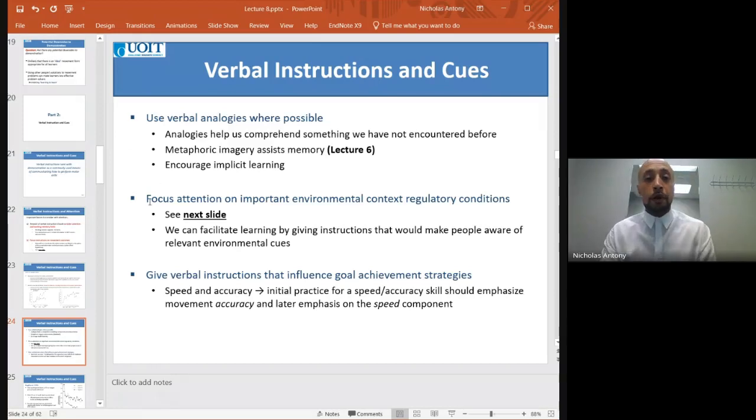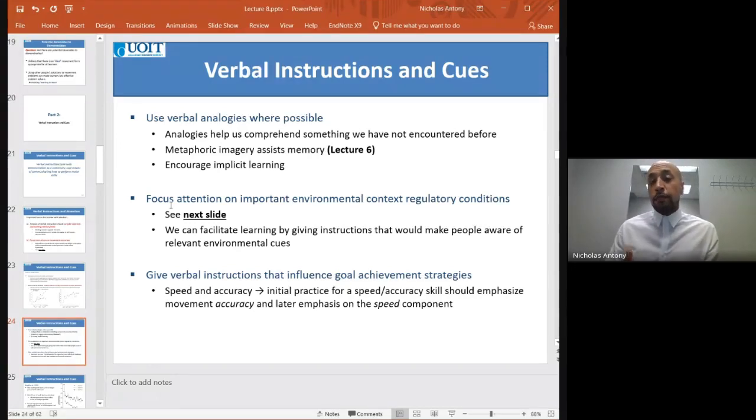Now, this part is when we want to focus attention on the external environment. That relates to the fact that experts tend to have a much greater ability to pick out the regulatory features. So when providing verbal instructions and cues, it would be great to encourage the external focus that is required for the best performance of that motor skill. And then the last thing is they can also give verbal instructions to influence different goal strategies.